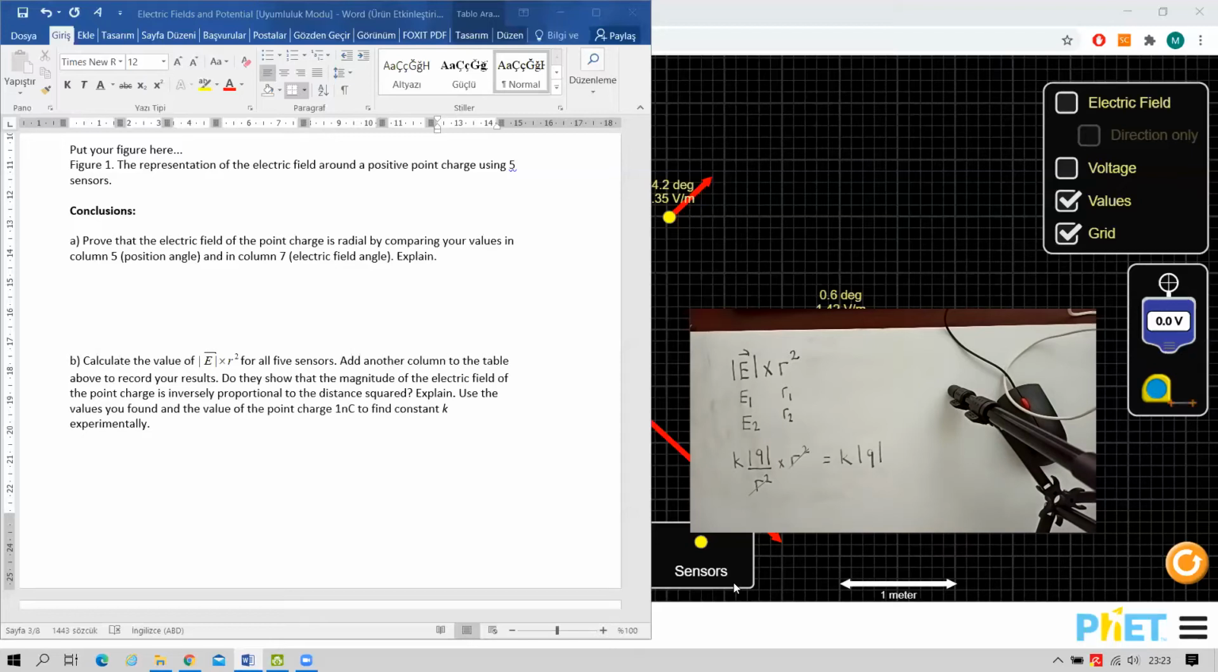Comment on these values. Of course, there are some experimental errors that you make by measuring the location of each sensor, and you will see that this product for each sensor may be a little bit different from each other. But you will see they are very close to each other for all sensors. You have to verify this.